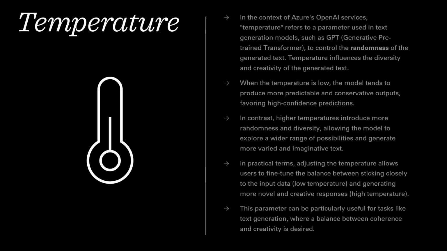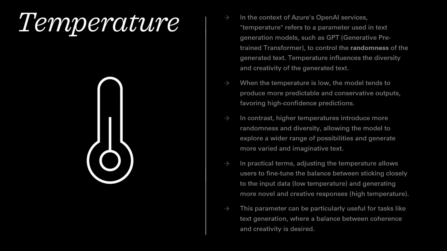In contrast, if you put in a higher temperature, there will be more randomness, allowing the model to explore a wide range of possibilities. In practical terms, adjusting the temperature helps the user to fine-tune the balance between what output they need. So finally, the parameter can be particularly useful for text generation where a balance between coherence and creativity is desired. Okay, so that is what the temperature does.